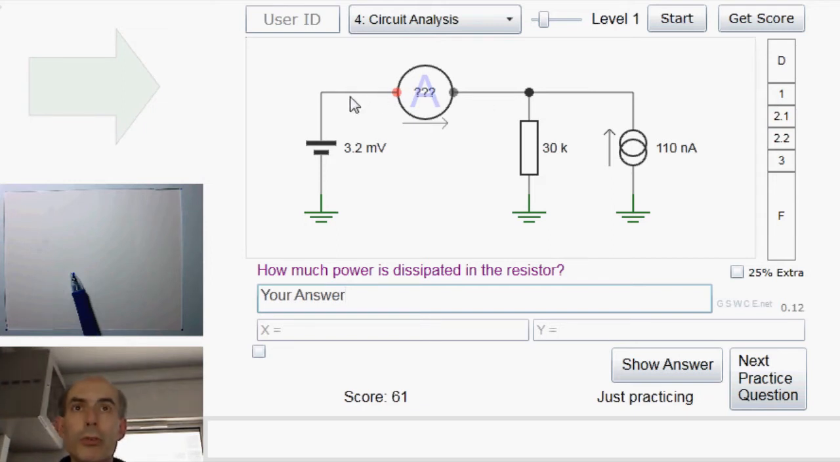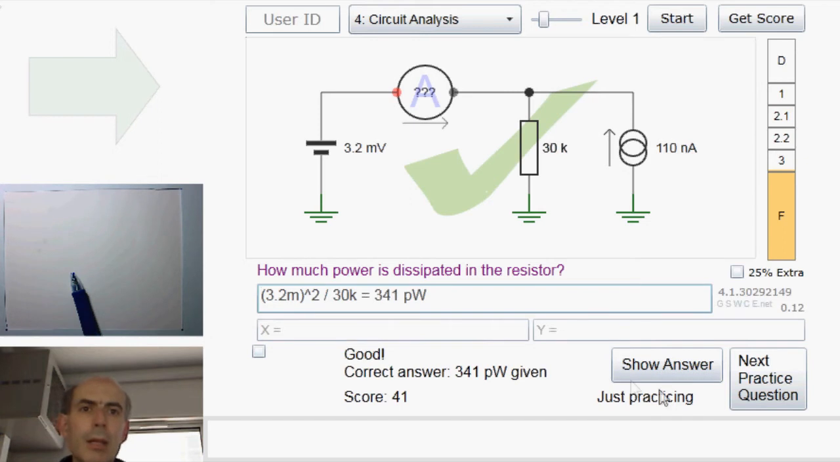We know the voltage on this side is 3.2 millivolts, so the voltage on this side must be 3.2 millivolts as well. That means that the voltage across the resistor is 3.2 milli and the value of the resistance is 30k, so we can work out the power using the formula that power equals V squared over R. That would be 3.2 milli squared divided by 30k. Fine. Next.